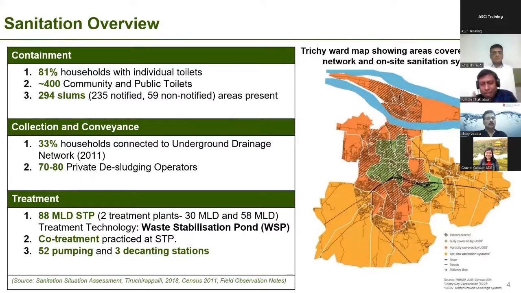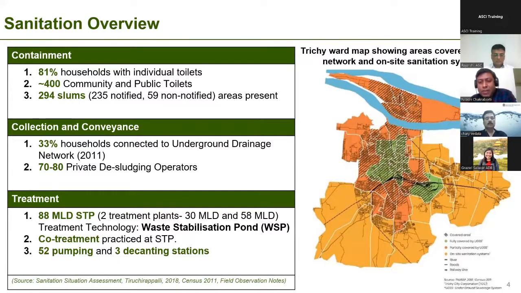So yeah, this slide will give you an overview of the city, the sanitation scenario. If you go by the chain, you can see the sanitation coverage is more or less around 80%. This city also has almost 400 community and public toilets, quite a huge number. Slum numbers are also not less, 294 plus slums. As I told you, 33% households are depending on the underground sewer connection.